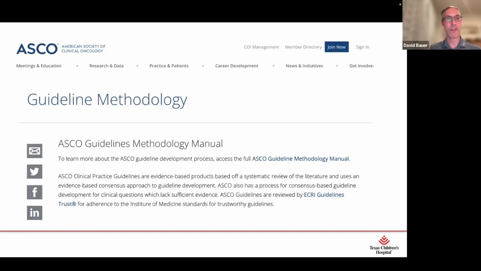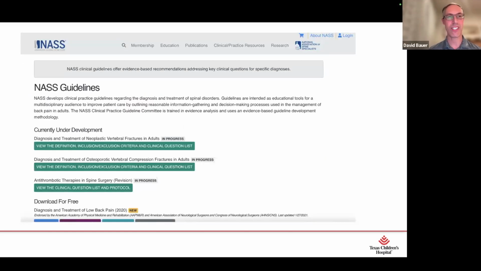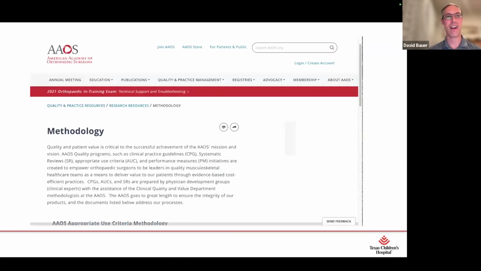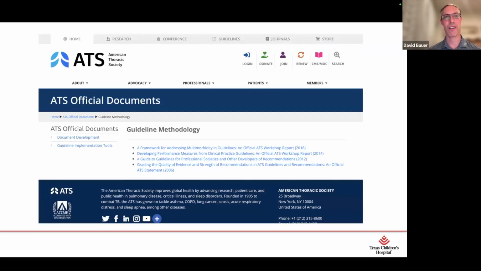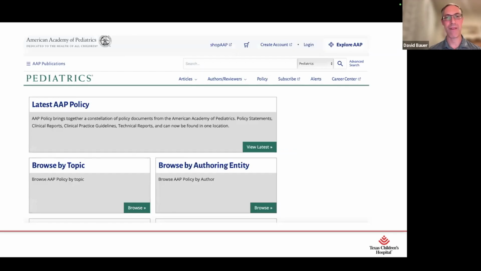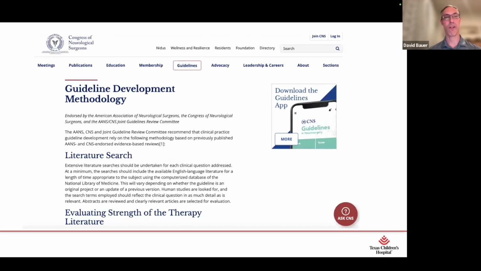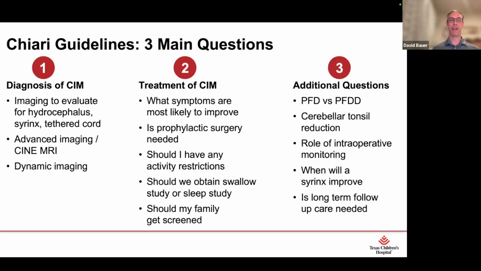And so you can look this up. Multiple national medical organizations all have their own guideline methodology. So this is the American Society of Clinical Oncology. This is North American Spine Society, American Academy of Orthopedic Surgeons, American Thoracic Society, American Academy of Pediatrics, and then the Congress of Neurological Surgeons. And so that's my parent organization. So all these organizations have guideline methodology. They're all slightly different, mostly similar, often based on the GRADE methodology.